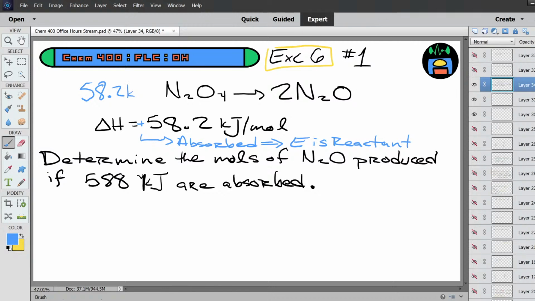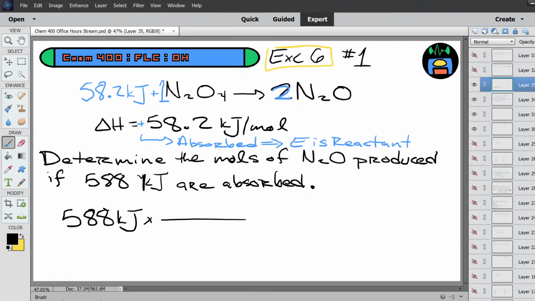58.2 kilojoules of energy reacts with 1 mole of N2O4 to produce 2 moles of N2. Once it's in the balanced chemical equation, you can do stoichiometry. You're given that 588 kilojoules of energy are absorbed in this process. We want to know how many moles of N2 are produced.